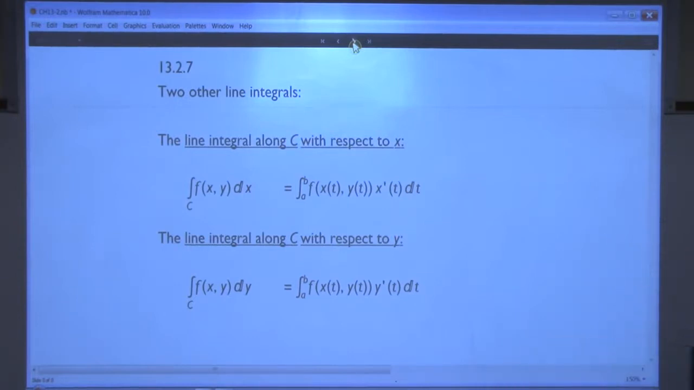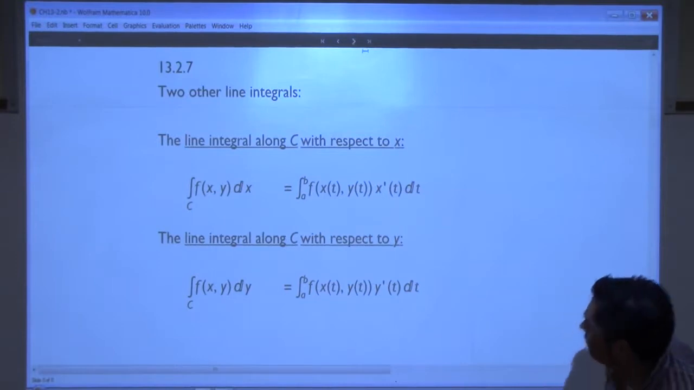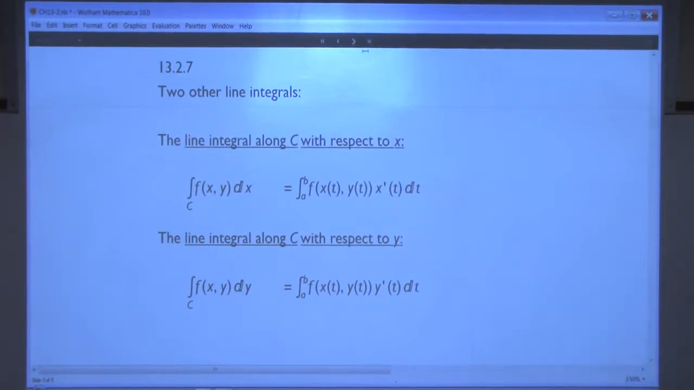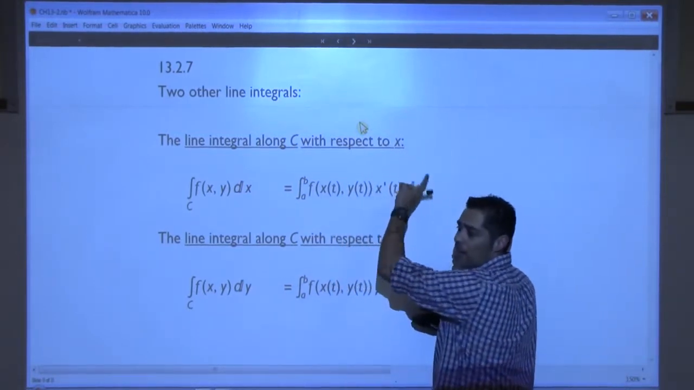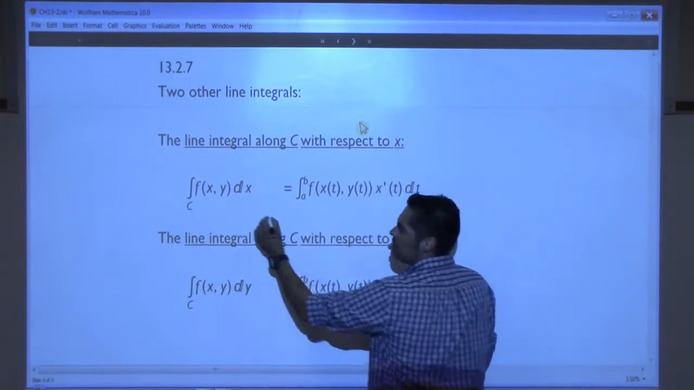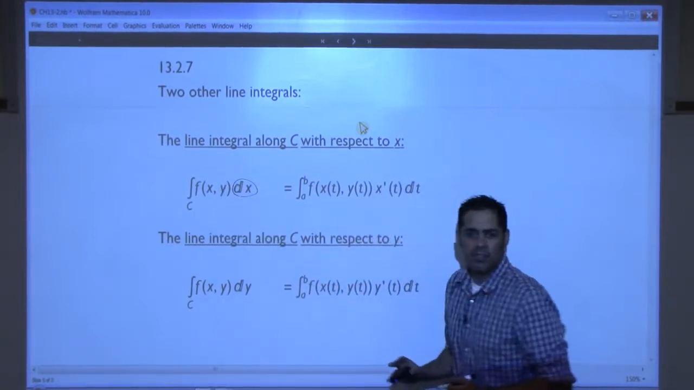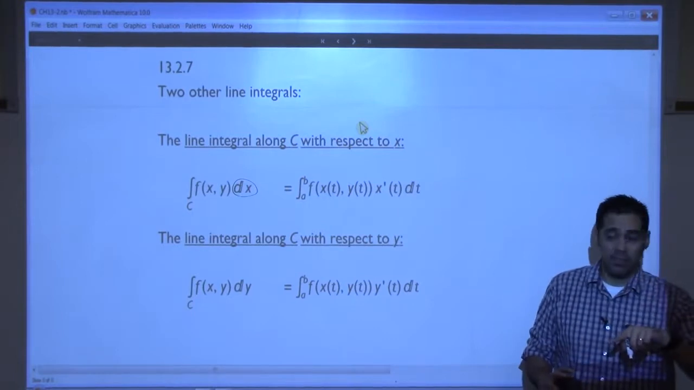Hope you feel better. All right, so there are some other line integrals that come up. It's not something that we can see yet. We'll see it in the next few sections that we will use these. It's the line integral along the curve C, so it's the same thing we had before, but this time with respect to x, not arc length. And the only thing that changes in the formula is that this is dx instead of ds.